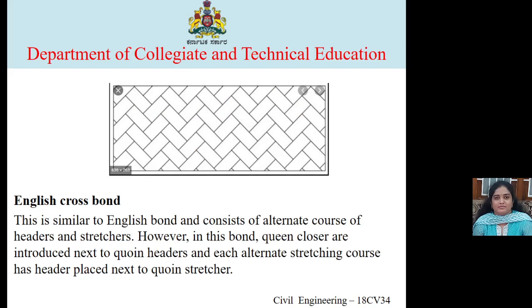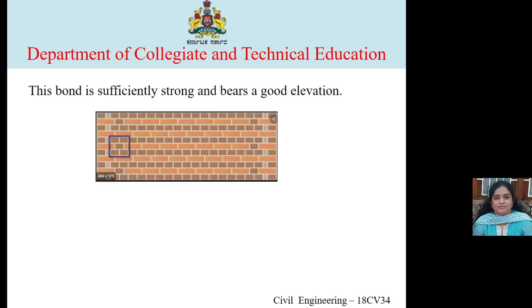English cross bond next. This is similar to the English bond and consists of alternate courses of headers and stretchers. However, in this bond, queen closers are introduced next to the quoin headers, and each alternate stretching course has a header placed next to the quoin stretcher. This bond is sufficiently strong and bears a good elevation.